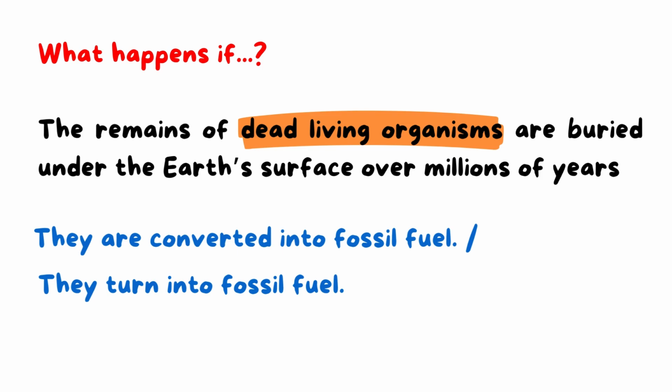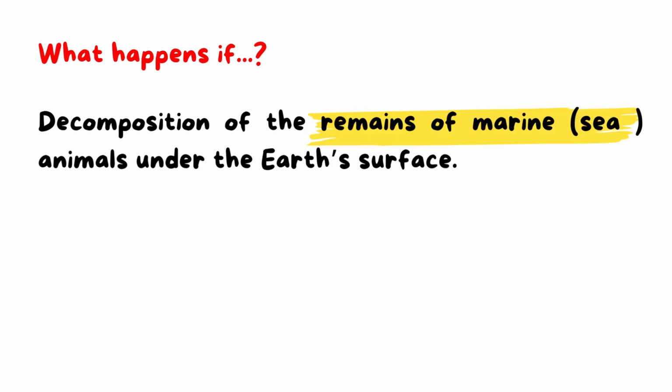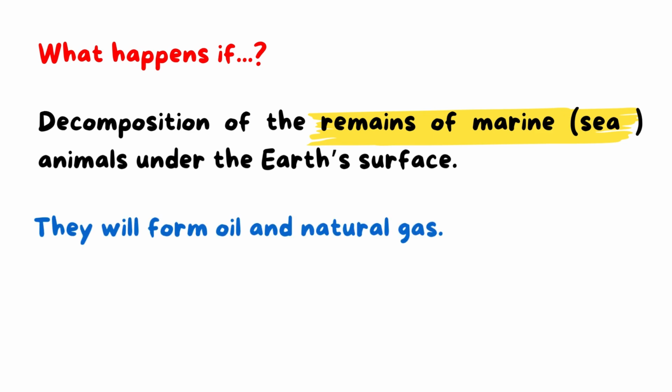Okay, here another question in this point: what happens if decomposition of the remains of marine or sea animals under the Earth's surface? So here about the remains of marine animals. So this is the formation of what? Yes, formation of oil and natural gas. So the answer simply, they will form oil and natural gas.